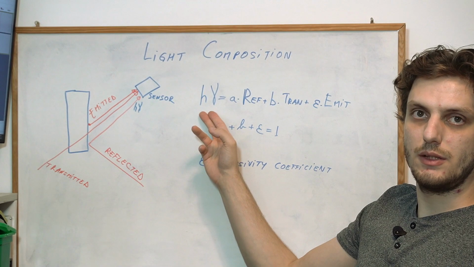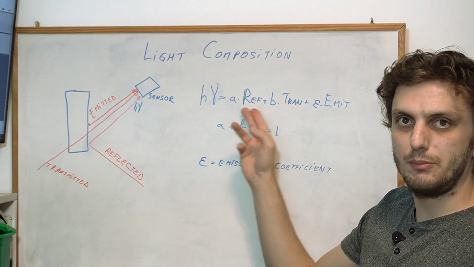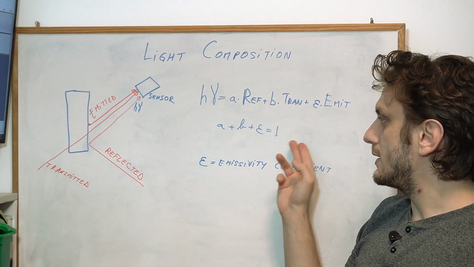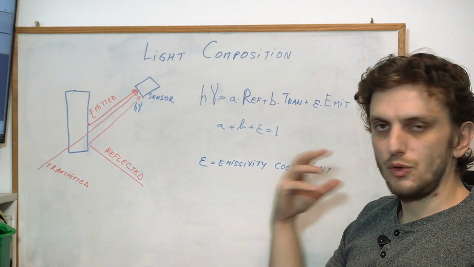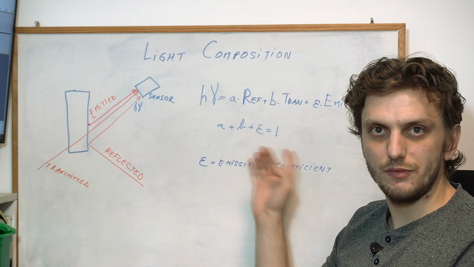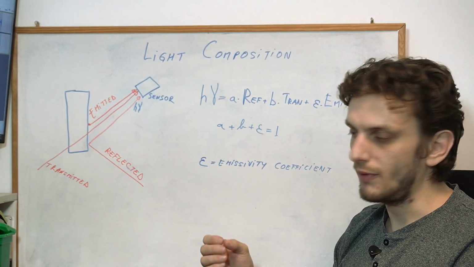So the entire light coming from the object is partly the reflected light, partly the transmitted light, and partly the emitted light. And the sum of these three coefficients is always 1. So based on the kind of surface you have, one or other of these parameters will be larger or smaller.